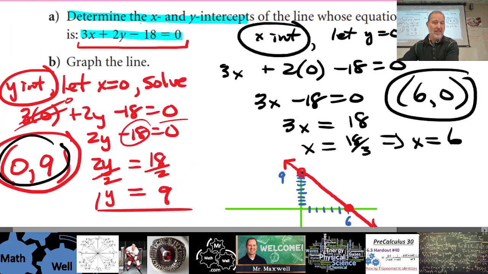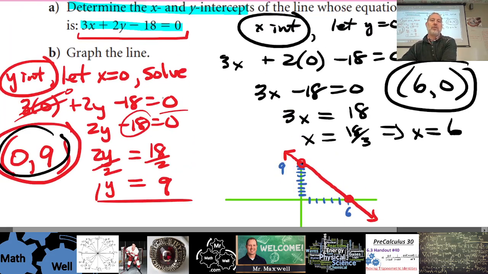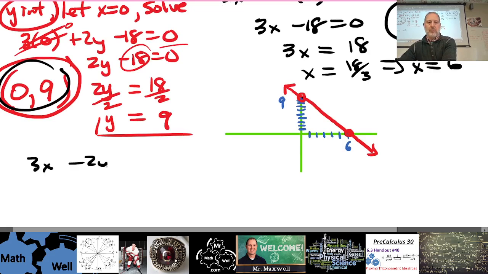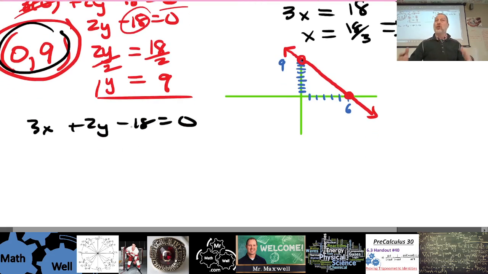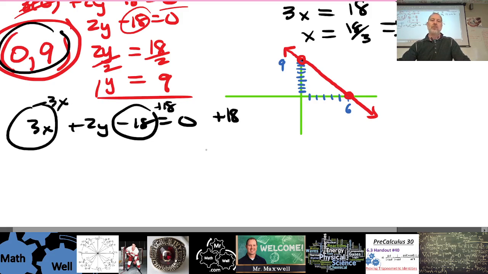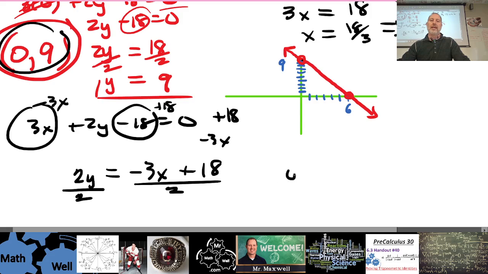Okay, so I'm going to do that. That's a great suggestion. So 3x plus 2y minus 18 equals 0. So I'm going to change this to y equals mx plus b, which you have to do anyways. You have to know how to do that. So I'm going to leave the y term on the left side, so I'm going to get rid of everything else. That means I'm going to add 18 to both sides. That means I'm going to subtract 3x from both sides. So I've got 2y equals negative 3x plus 18. And then I'm going to divide everything by 2 so that I get y. The 2's are gone.